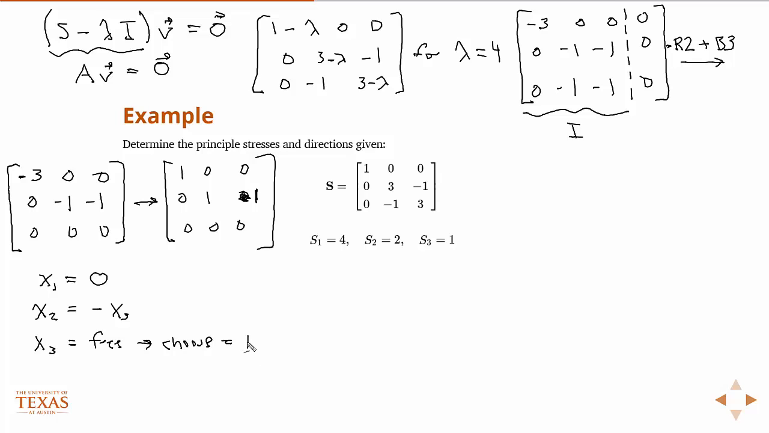Okay? So now I have x3 equal to 1, I plug that in, I have x2 equal to minus 1, and x1 is 0. So v1, the eigenvector corresponding to the eigenvalue lambda equal to 4, is 0, minus 1, 1. Okay?